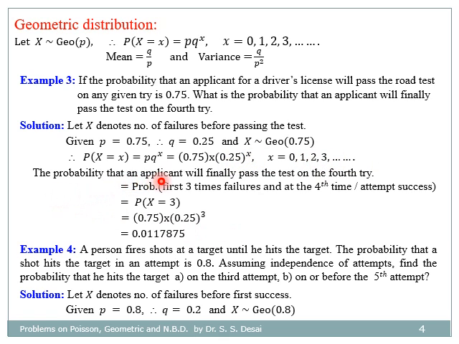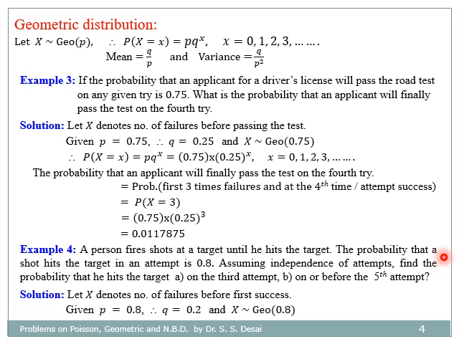Therefore the probability that an applicant will finally pass the test on the fourth trial is equal to the probability that the first three times are failures and at the fourth attempt, success. So that is equal to the probability that x is equal to 3, and by substituting x is equal to 3 in the above PMF, it gives us 0.075 into 0.25 raised to 3, and the final simplification is 0.01178.